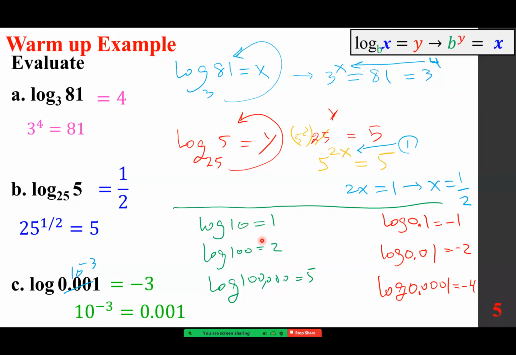There's 1 zero here, +1. 2 zeros here, +2. 1, 2, 3, 4, 5 zeros here is 5. Now, the number of decimals will negate the value. So 1 decimal, -1. 2 decimals, -2. 1, 2, 3, 4 decimals, -4. So this is what we did previously in algebra when we started it. And I wanted to remind you because we are going to use logarithmic properties to do differentiations. We are going to move on.